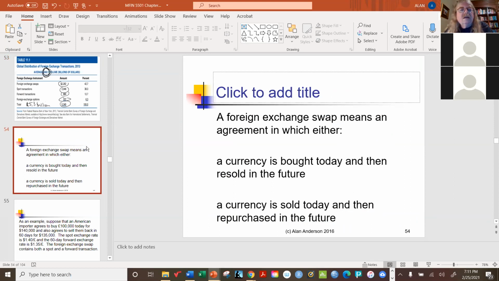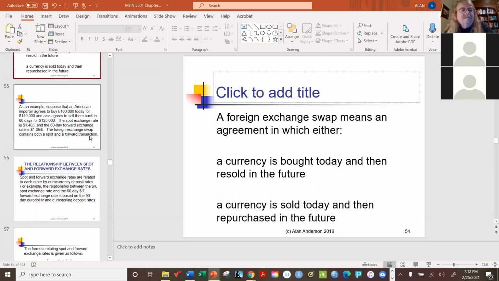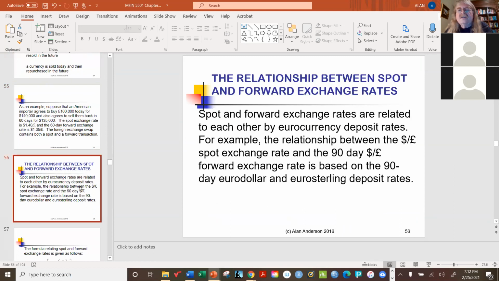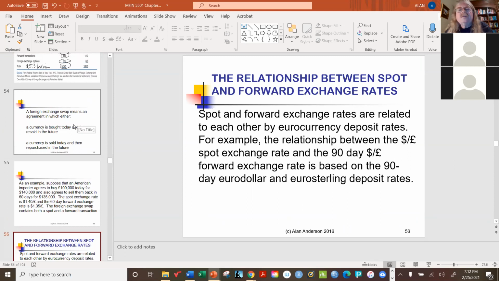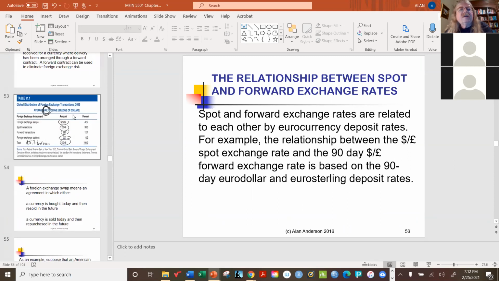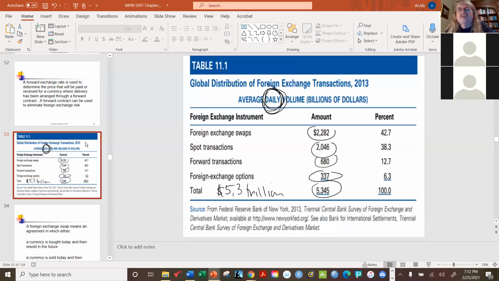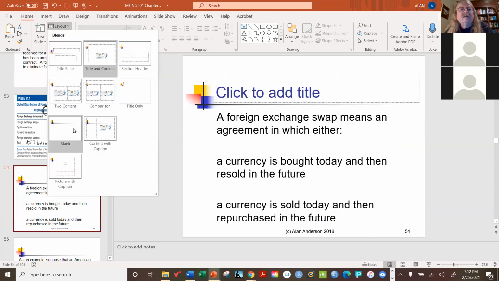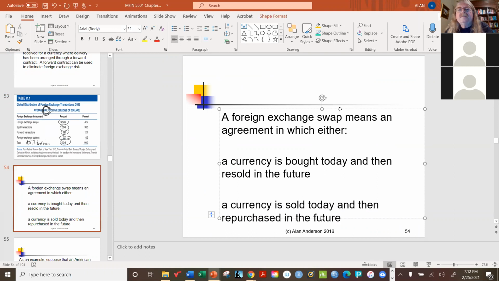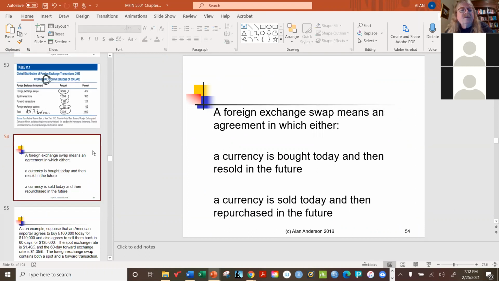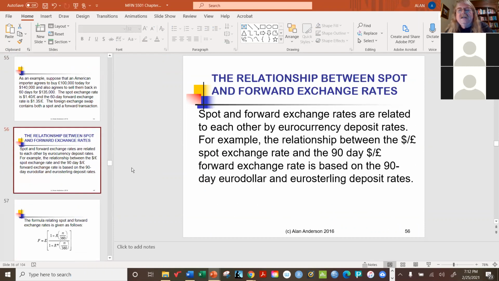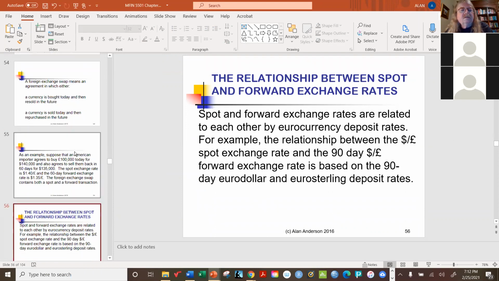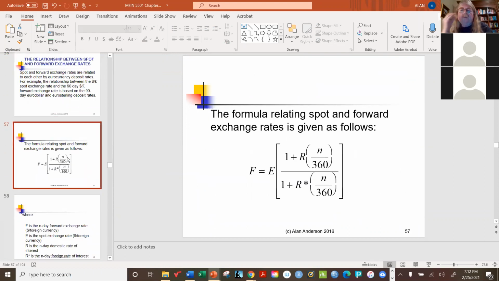So anyway, it turns out, though, that as far as the spot and forward exchange rates go, they're tied to each other by a very specific, very precise mathematical relationship, which is known as interest rate parity. And so let's take a look at it again. We've seen it before, but we're going to look at it again. And so the formula is this.